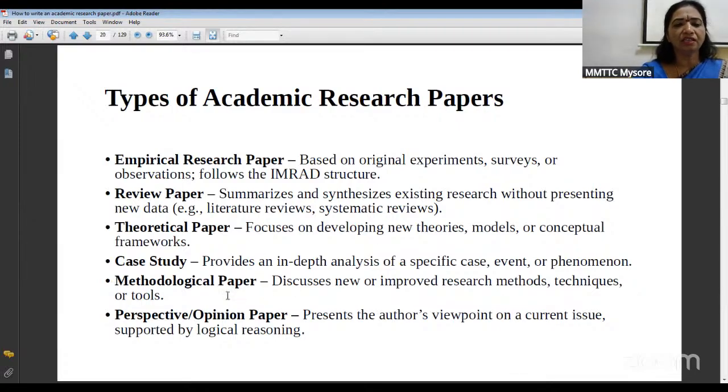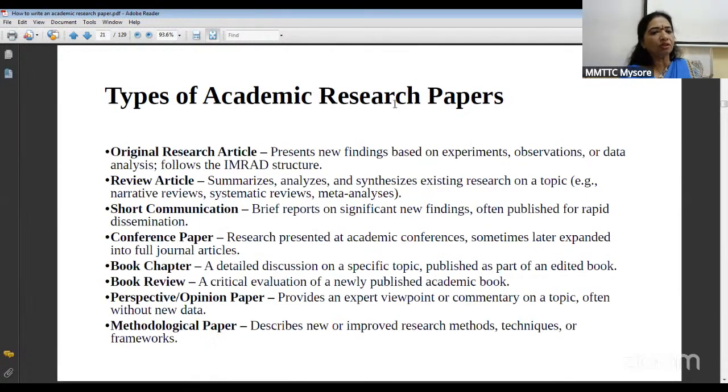Methodological paper: it discusses new or improved research methods, techniques or tools. So if somebody has come out with some new methodology, you can write a methodological paper. Perspective or opinion paper: this presents the author's viewpoint on a current issue. This is for sociology or political science. These people can come out with a perspective or opinion paper on what is happening in the current scenario, what the author's viewpoint about it is, what their analysis is and what their point of view is about that particular issue.